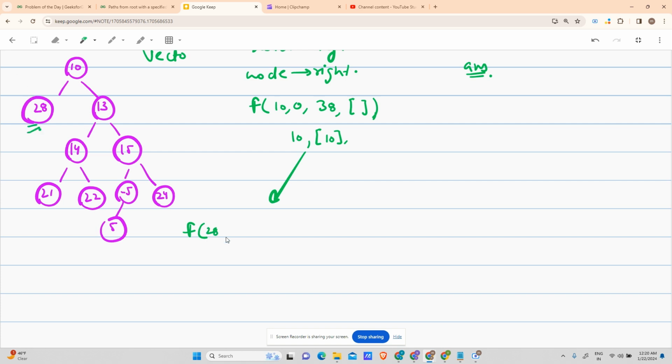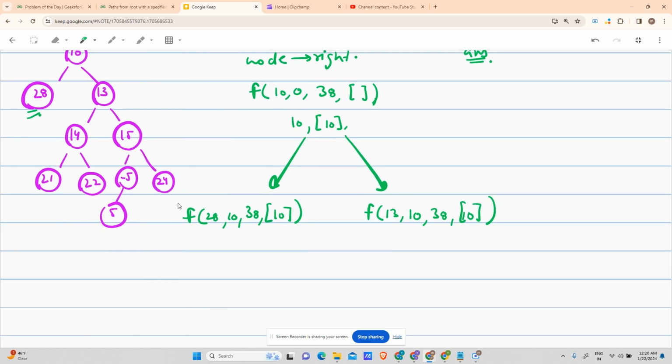Now my sum will be 10 here, my target sum is 38 as usual, and my current path is 10. Another one will be for the right subtree, that is f of node 13, current sum 10, target sum 38, and path 10. So for the left one, 28 has no other option.